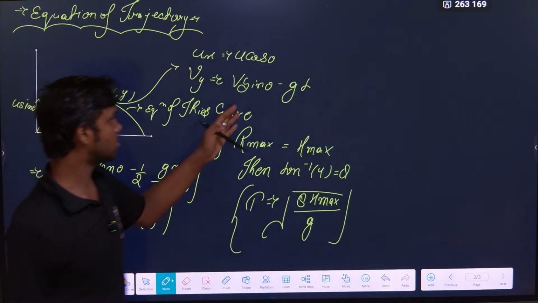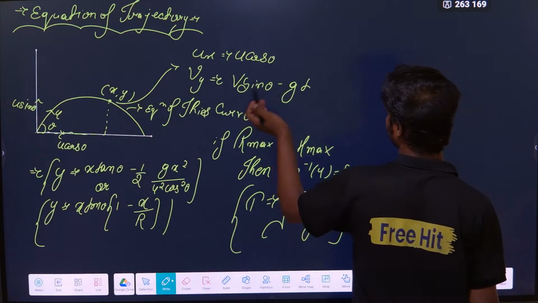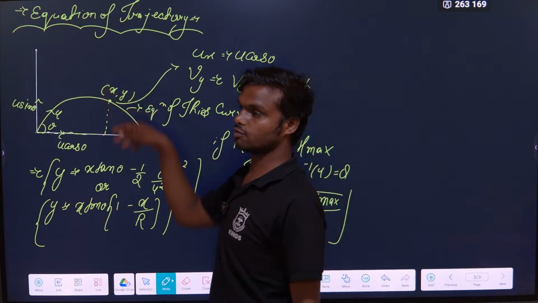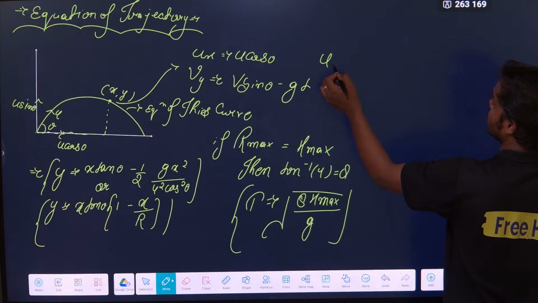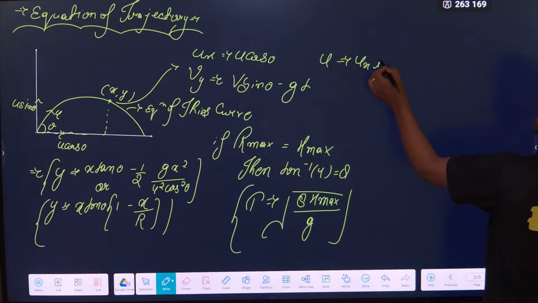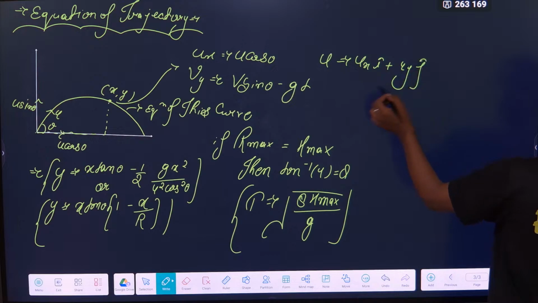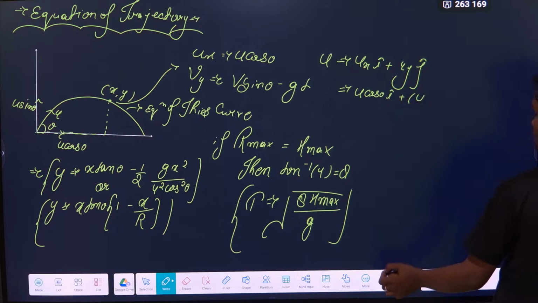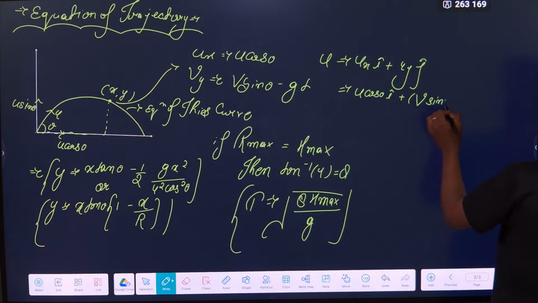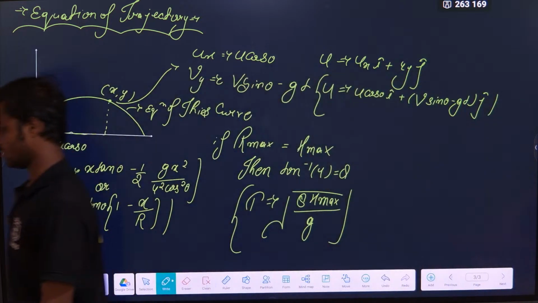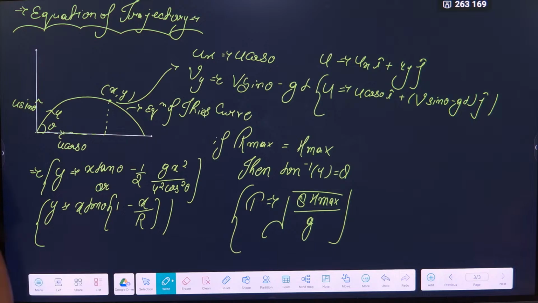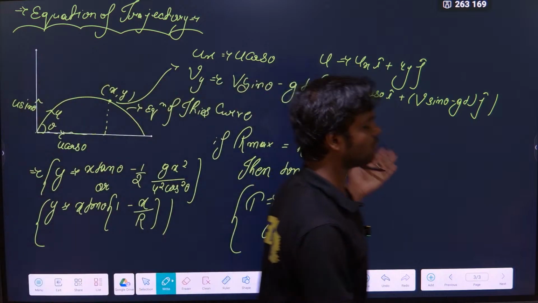Why will I write like this? Because I don't know the velocity at time t; there is acceleration, so the velocity will change. But the velocity in x will always remain the same, that is u cos theta. So if I want to write my total velocity, then I will write ux i cap plus uy j cap, correct? So what is ux? u cos theta i cap plus (u sin theta minus gt) j cap. Okay, that is the equation of velocity. Clear? So that is the final equation we can write.